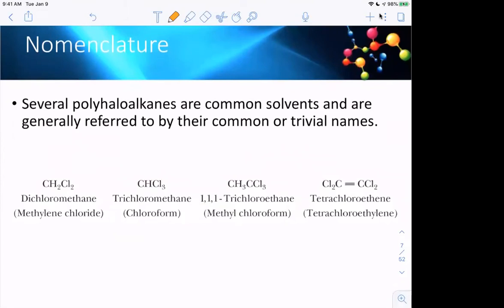Now, there are several multiple haloalkanes that are common solvents. And again, they're typically always referred to by this common, or sometimes they're called trivial names. We just talked about methylene chloride. This guy, trichloromethane, is actually known as chloroform.